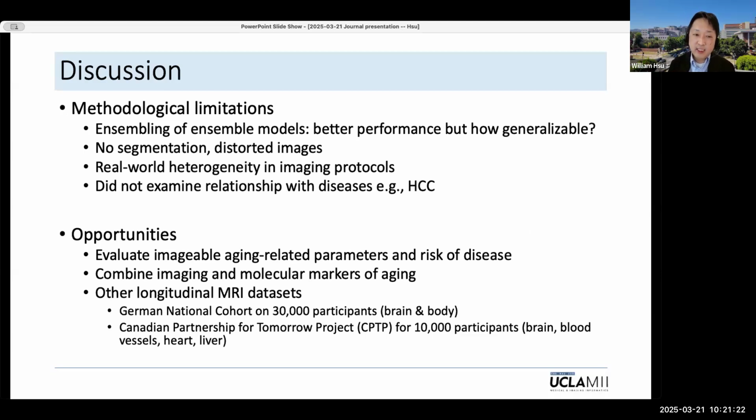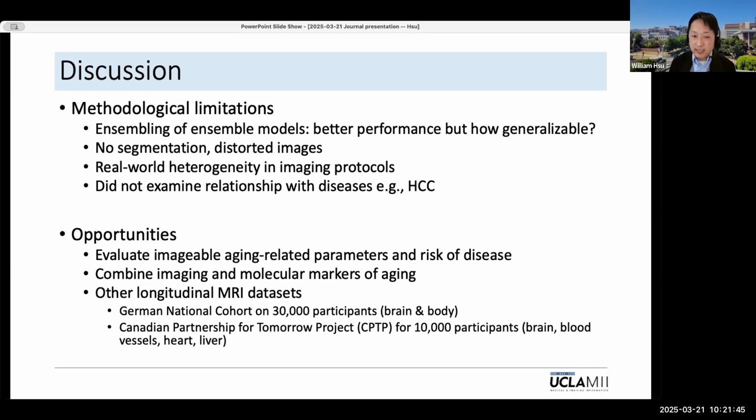They didn't do any segmentation. The images looked a little distorted. So the question is, the quantitative values that are coming out, how reproducible is it? And as you know, the UK Biobank is a really consistent protocol. So here there's a lot of heterogeneity that could exist in the real world that they didn't account for.